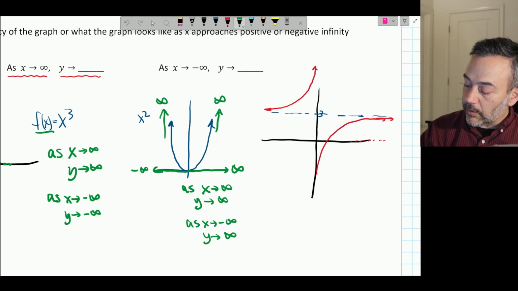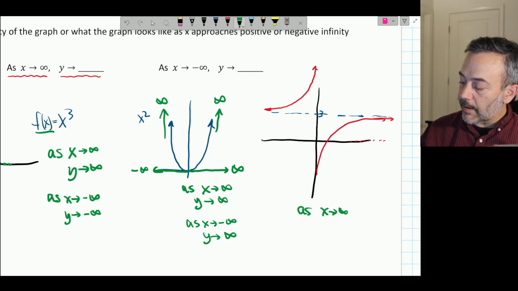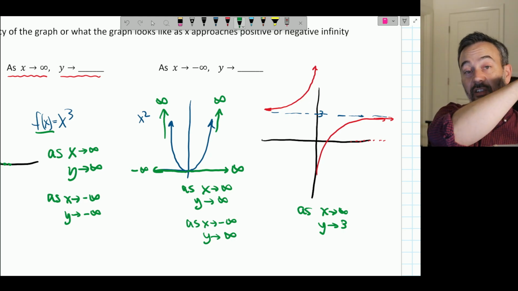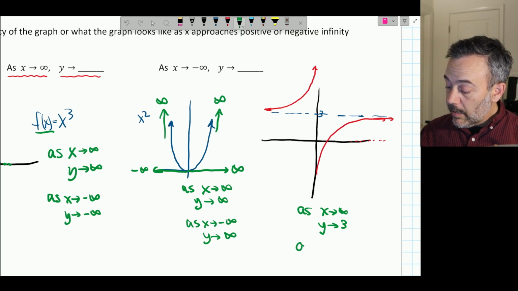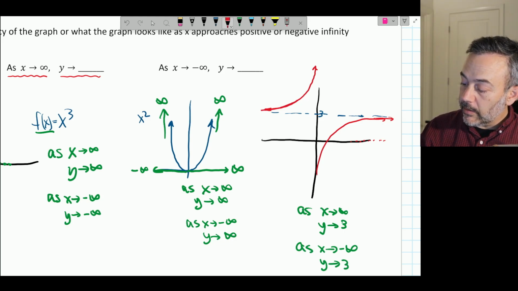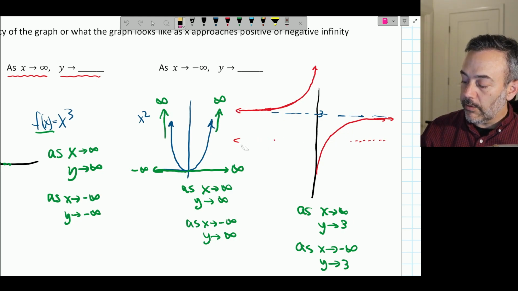Okay, so in this case, as x goes to infinity, what's happening on the right-hand side? The graph is getting closer to 3. It's not going forever up or forever down. It's actually leveling out at a horizontal line. And as x goes to negative infinity, y goes to 3 as well, because over on this side, as x goes this direction, our outputs are getting closer and closer to 3.